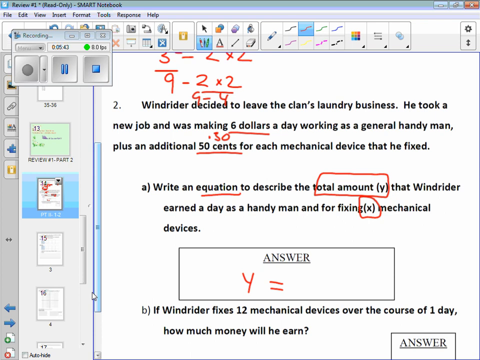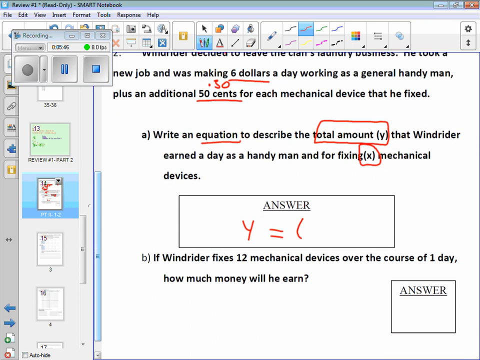And here's where you got to figure out, what is it that I'm trying to find? It says he makes $6 a day. I'm going to put 6 down right here, plus whatever he makes per mechanical device. What does he make per mechanical device? 0.50, times the amount of mechanical devices, which is x. And that's what it looks like. Y equals, that's the total amount, equals $6 plus 50 cents per mechanical device.